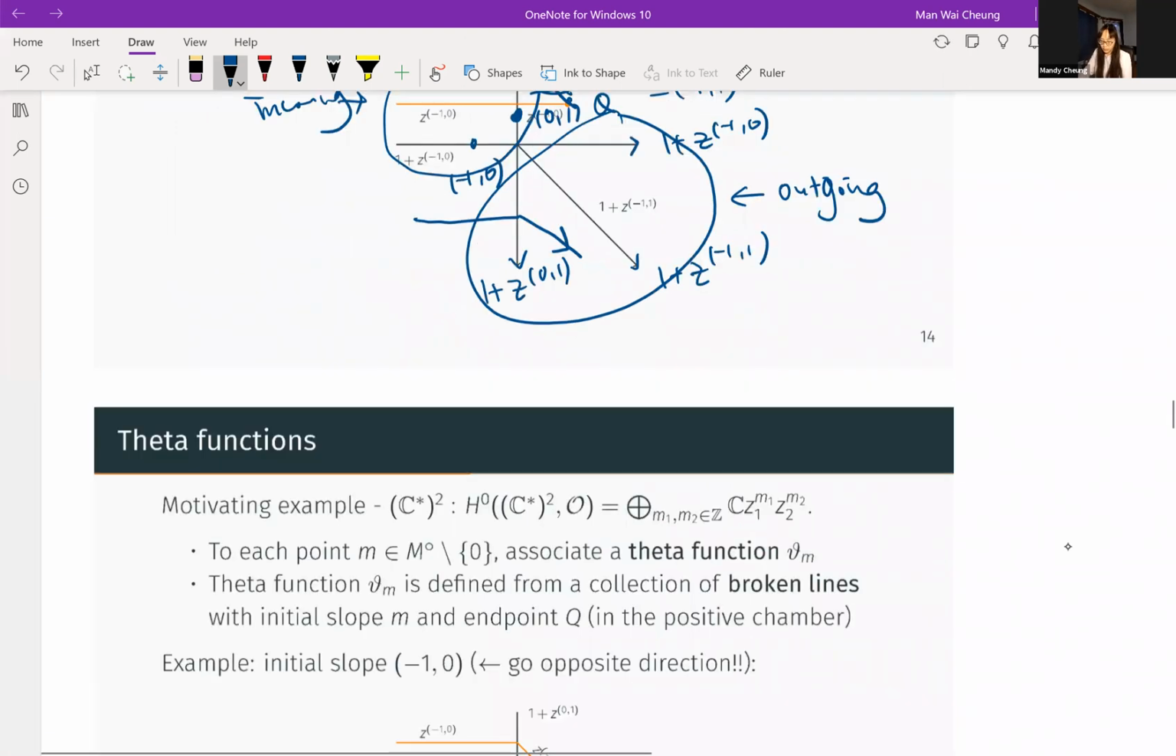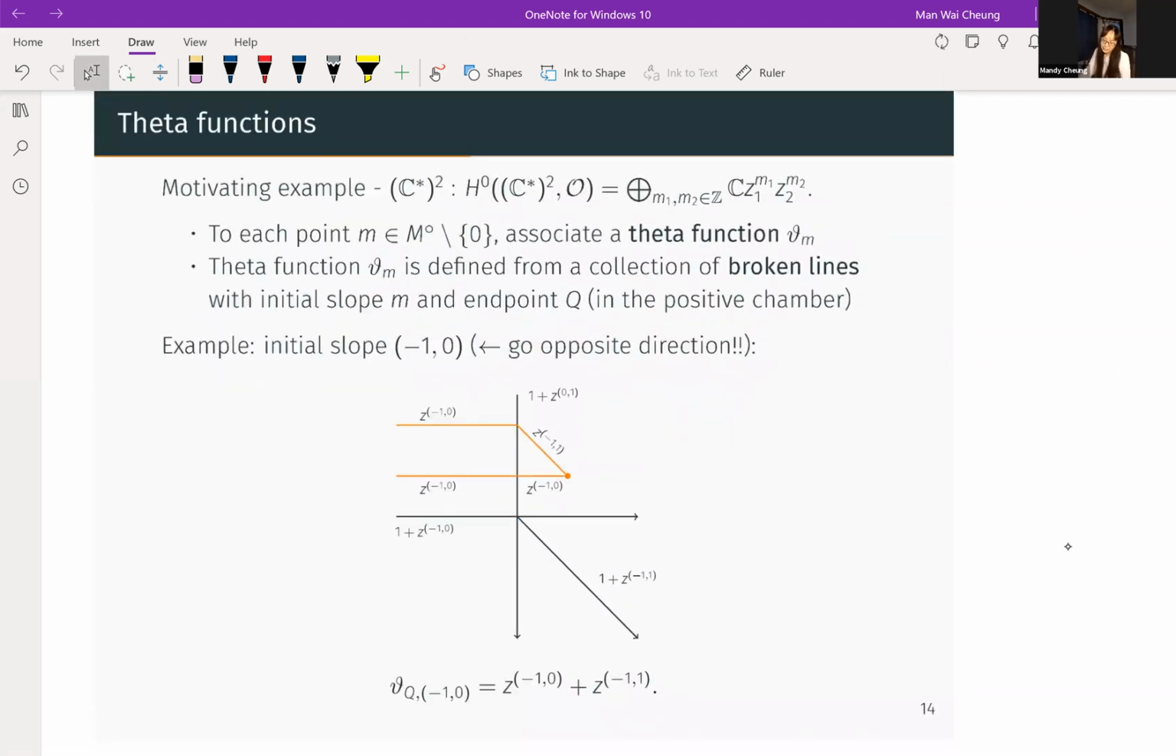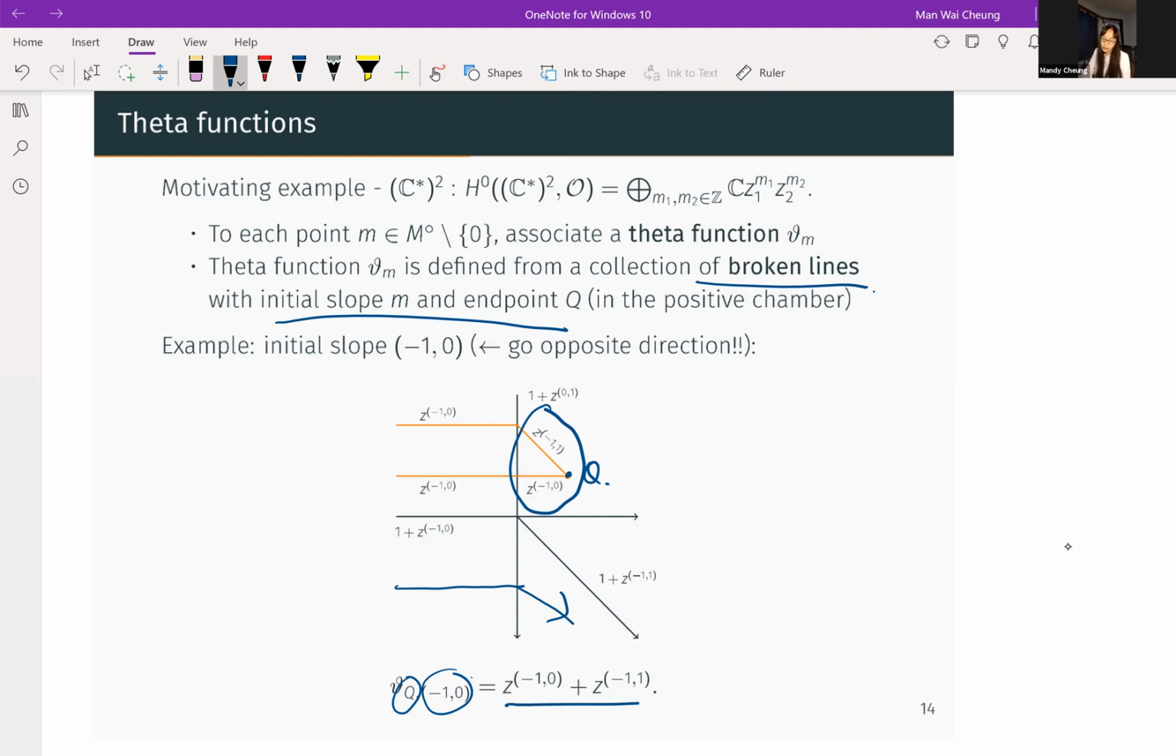And then here is my theta function. Okay, I talked so much, I haven't talked about my theta function. My theta function with this data q and initial slope m is this: I look at the collection of all broken lines with initial slope m and endpoint q. And you can see, because, as I said, I bend out, to arrive at this point q those are my only 2 broken lines. Then I look at the final monomials and sum them up, and this is my theta function.